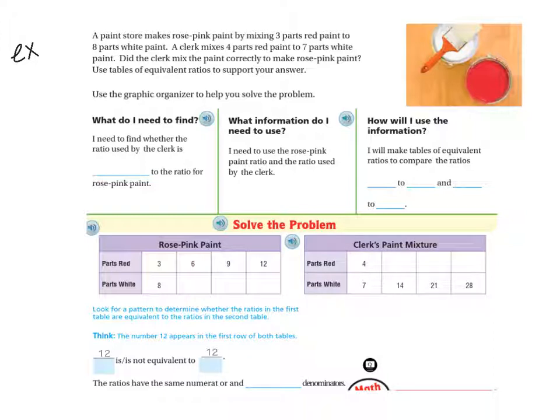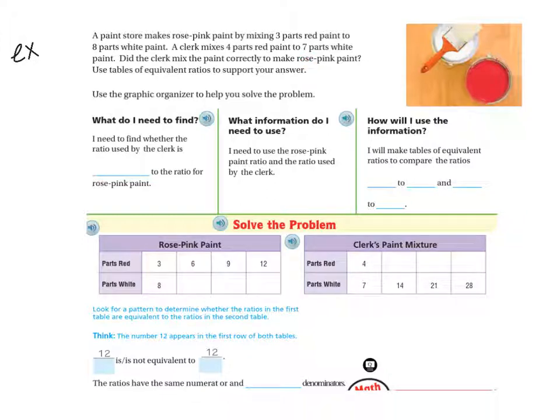If a paint store makes rose pink paint, they mix 3 quarts of red paint to 8 quarts of white paint. Remember, white is not nearly as strong as red, so to get pink, they have to mix a lot more white. Now, a clerk mixes 4 parts red paint to 7 parts white paint. Did the clerk mix the paint correctly to make rose pink paint? Use tables of equivalent ratios to support your answer.